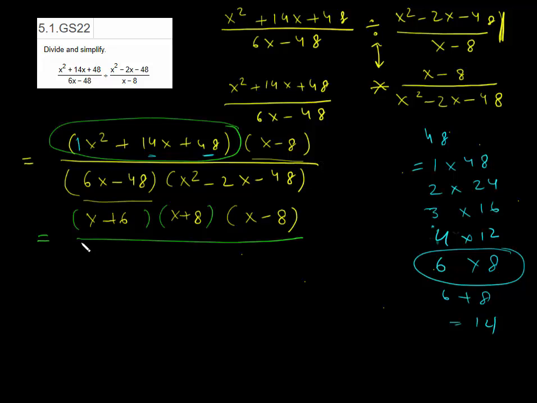Now from the denominator, 6x minus 48, if you factor out 6, because 6 is a factor of 48, you're left with x minus 8. And then you're going to similarly make factors of this quadratic expression, x squared minus 2x minus 48.